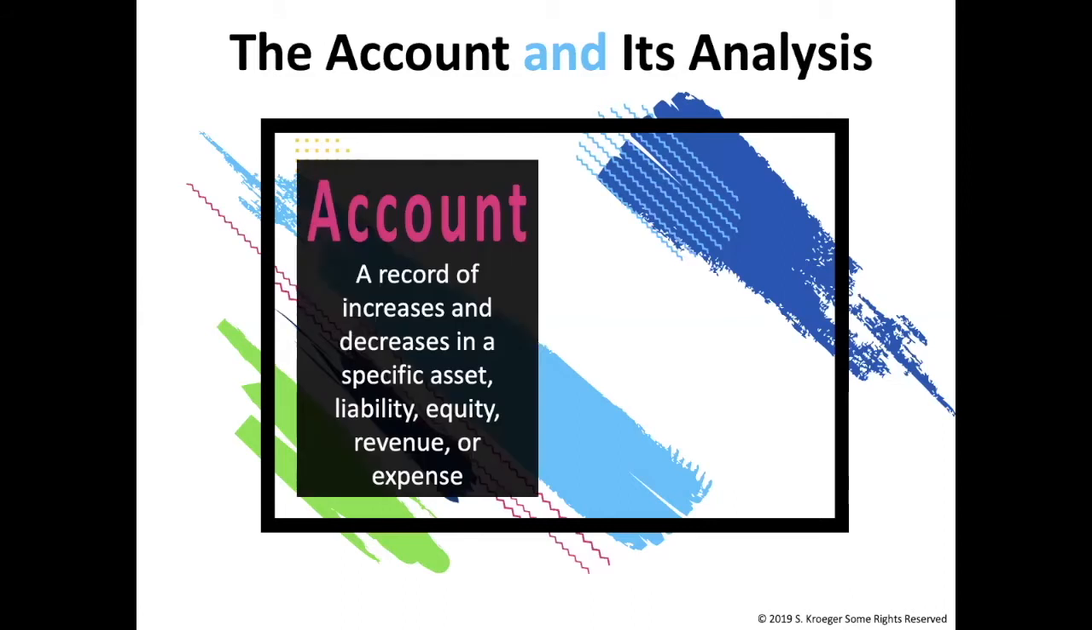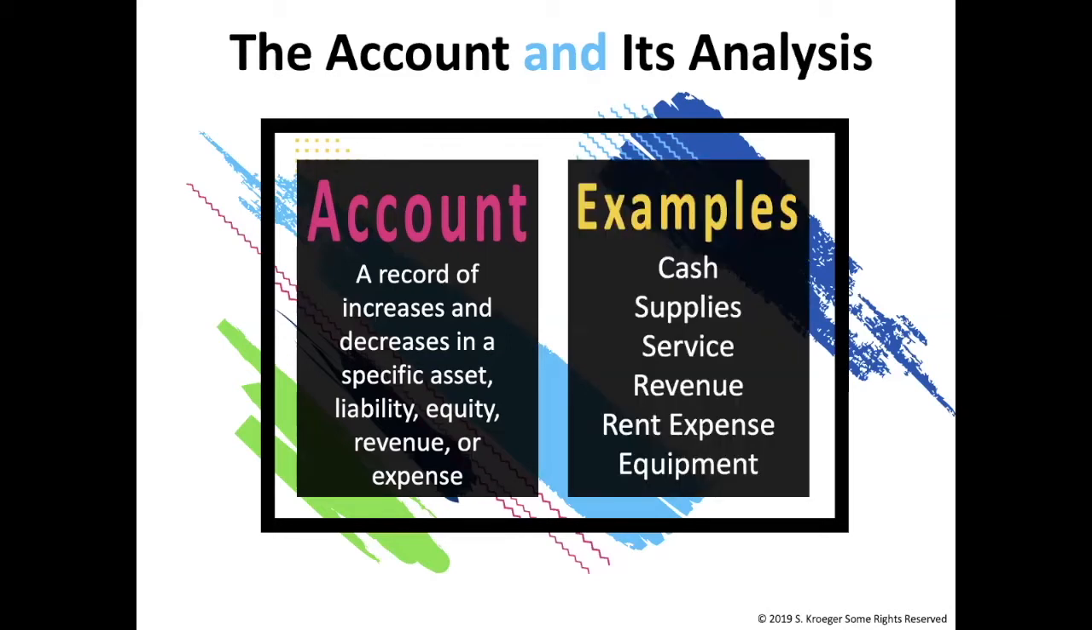An account is the record of increases and decreases for a specific asset, liability, equity, revenue, or expense account. These are all categories that we learned last chapter. As a reminder, here are some examples of accounts. Cash is the name of an account, and it happens to be an asset type of an account. Supplies is also an asset. Service revenue is a revenue account. Rent expense is an expense account, and equipment is an asset account.